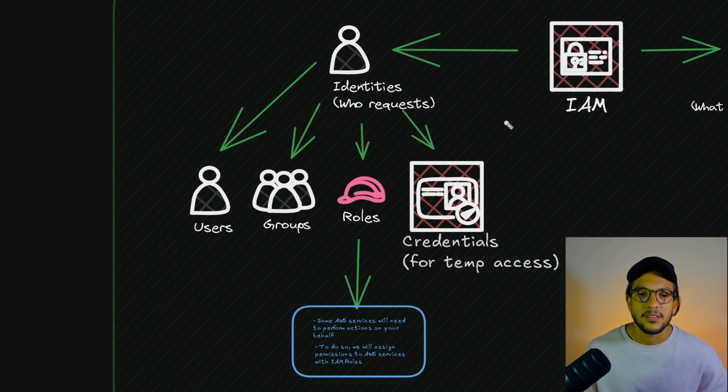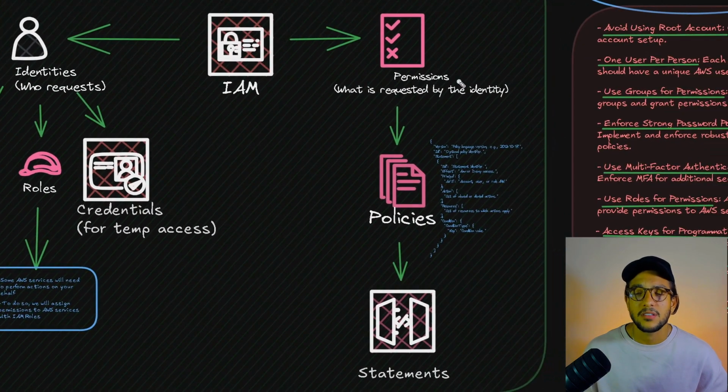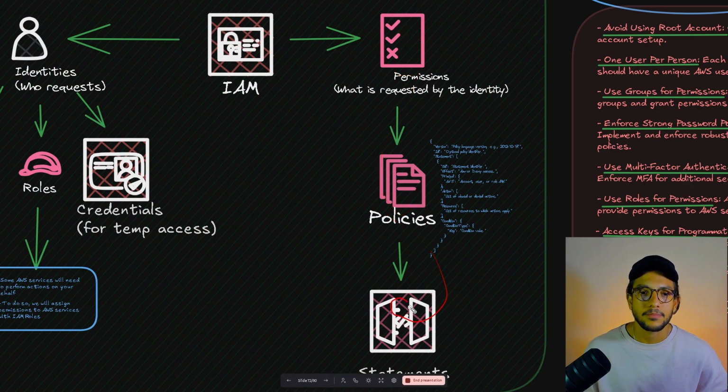These identities are given permissions through policies, which are basically JSON documents that define exactly what actions are allowed or denied. These policies ultimately create statements that AWS evaluates when deciding whether to allow an action or not.